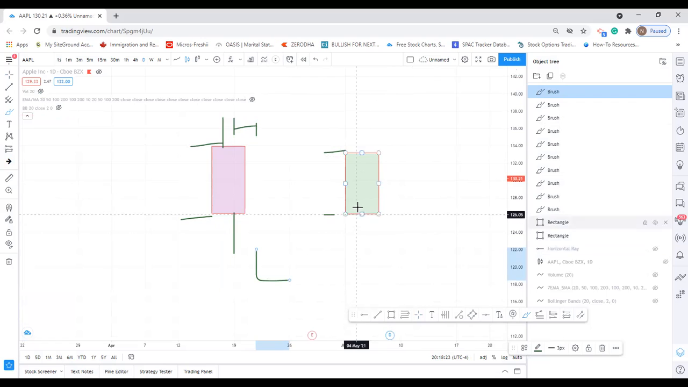Jigar, what does this candle mean and how can we identify it, and when to use this candle? Because these are pretty new definitions for us.